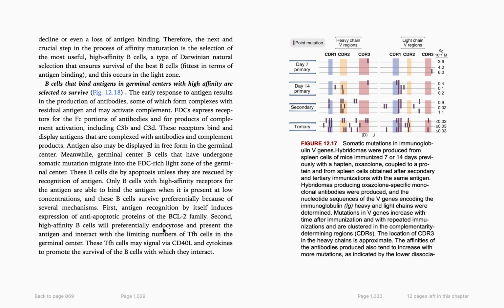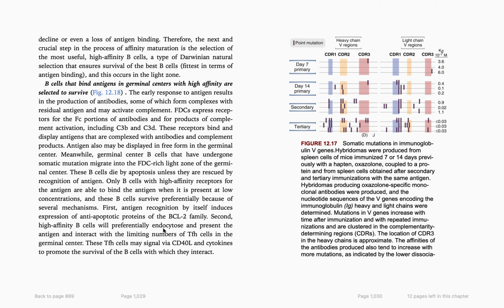Meanwhile, the germinal center B cells that have undergone somatic mutation migrate into a follicular dendritic cell-rich light zone in the germinal center. These B cells die by apoptosis unless they are rescued by recognition of antigen. Only B cells with high affinity receptors for the antigen are able to bind the antigen when it is present at low concentration. And these B cells survive preferentially because of several mechanisms. First, antigen recognition by itself induces expression of anti-apoptotic proteins of the BCL2 family.